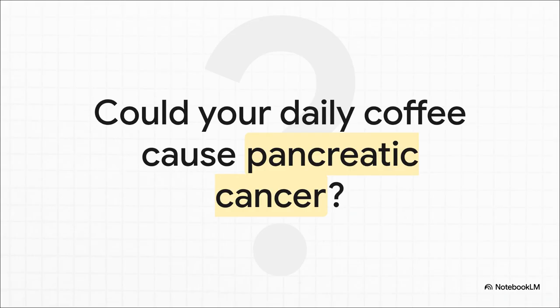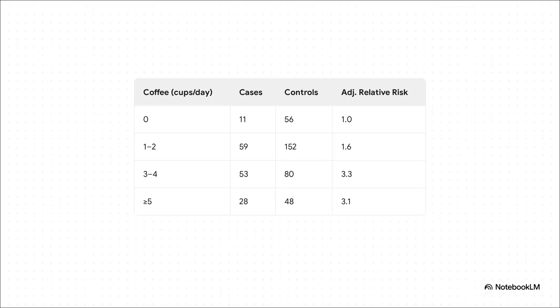Okay, rewind to 1981. A huge study comes out and it sends shockwaves. Absolute panic through the public. The headline basically was that your daily cup of coffee might be linked to pancreatic cancer. Now, this is a really deadly disease, so you can imagine the media went wild and people were seriously freaking out. And when you first looked at the data, it looked totally convincing.